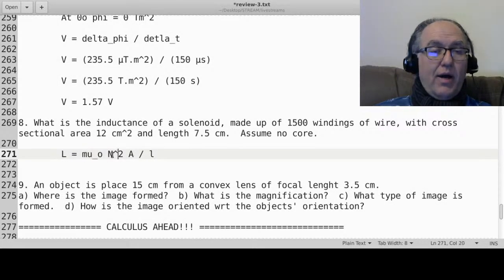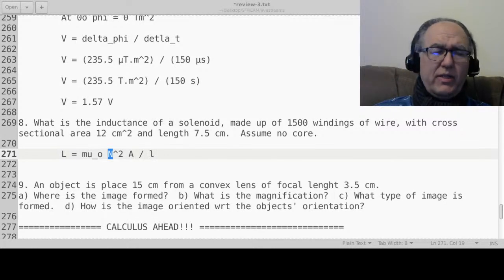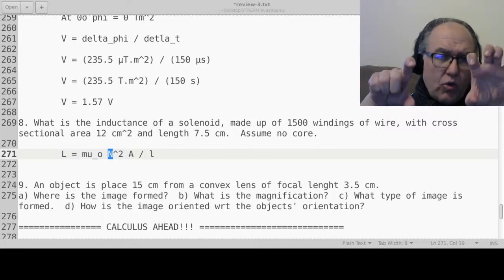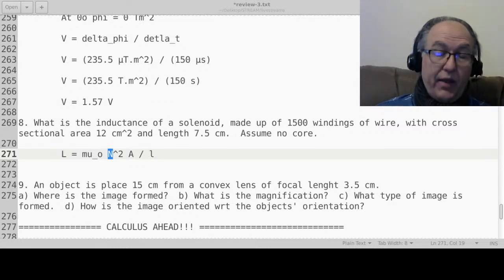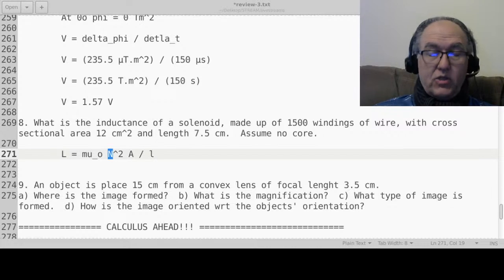N is the number of windings, but notice that the inductance goes as n squared, and the reason is that every coil, every loop, is going to interact with every other loop. And so n loops are going to interact with n other loops. That leads to a factor of n squared, which is kind of interesting. You wouldn't expect that, but there it is.